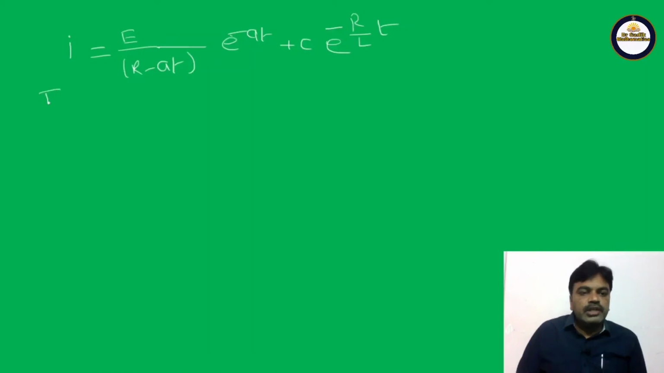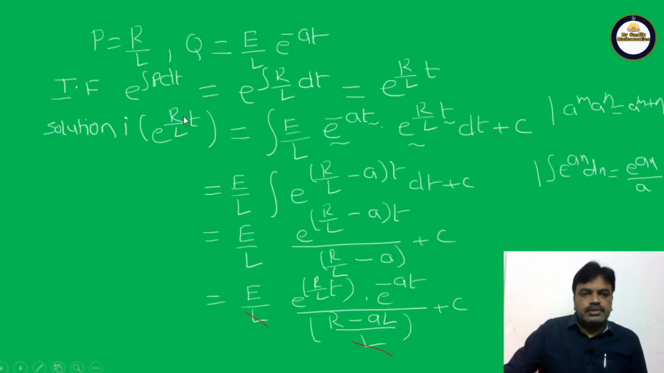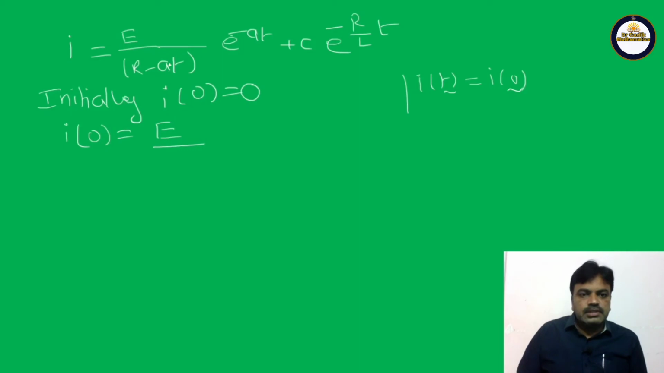So initially there is no current in the circuit, so I of 0 is equal to 0. So I am substituting here, that means I of t, I of 0 means t value is 0, so I of 0 is equal to e by, see friends, here I have a doubt, this is L, friends, r minus aL, so this is L, not t, L.